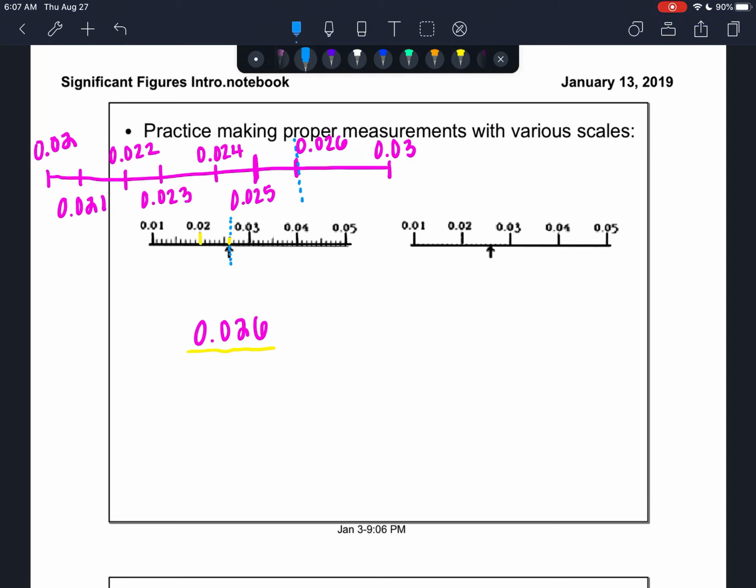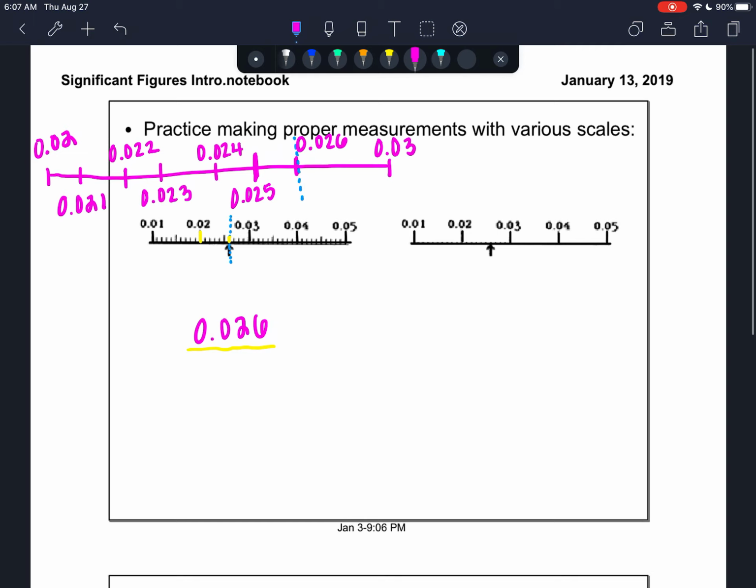My estimated digit is going to tell me if I think it's right on the tick mark or just past the tick mark. If it's just past the tick mark, I would say something like 0.021. But I don't think it's just past the tick mark. I think it's right on the tick mark. So our uncertain digit when we're estimating on the tick mark is always 0. I'm going to make that note again, like I did on the last example. When we think a measurement is on the tick mark, your uncertain digit is just going to be 0.